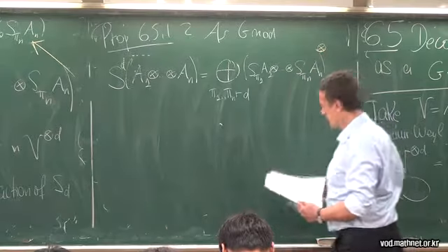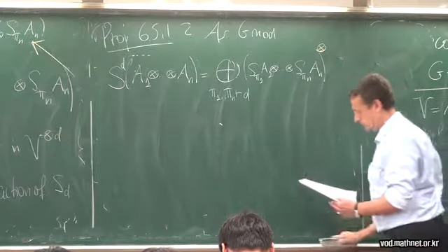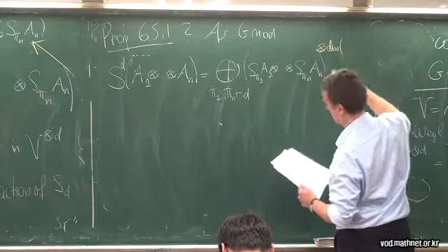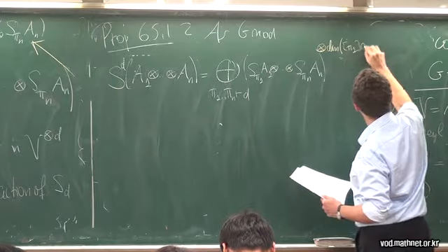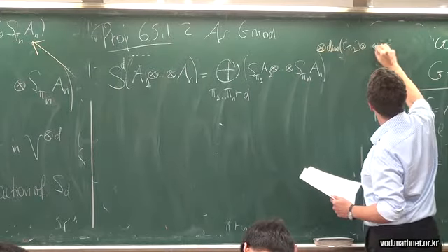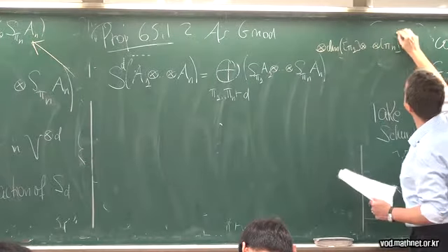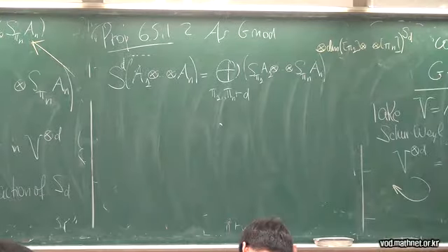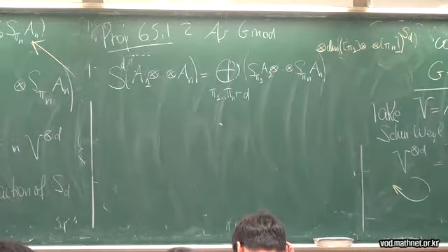And the number of times this occurs is the dimension of invariants in pi 1 tensor pi n. Okay. Well, that's it, right? We've derived that.